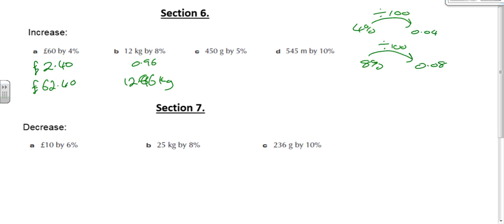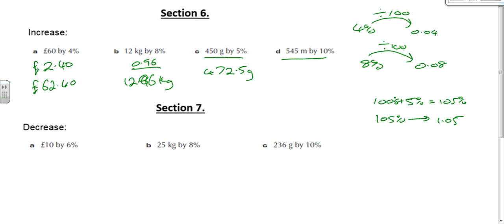Now let's see if we can do it a different way. Because we're increasing by 5%, if we start off with 100% and we increase it by 5%, that's going to give us 105%. So 105% goes to 1.05. So we can cut out the middle step just by doing 1.05 times by 450. However, if you want to do it the other way, that's absolutely fine. Either way, you should get 472.5 grams.